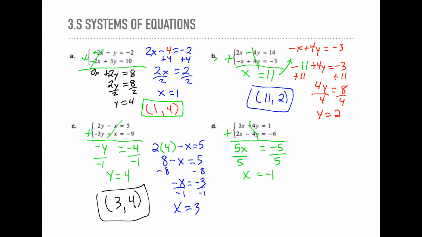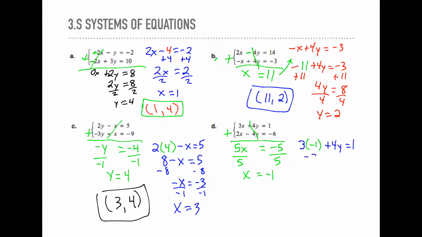And last part, let's plug it in. I'm going to plug it into the top equation. Once again, everything's positive up there, so that makes my life a little bit easier. So 3 times x. We know what x is. X is negative 1. Plus 4y equals 1.